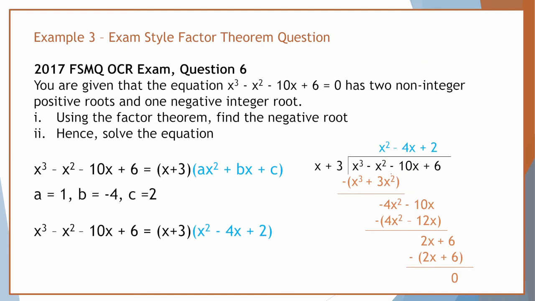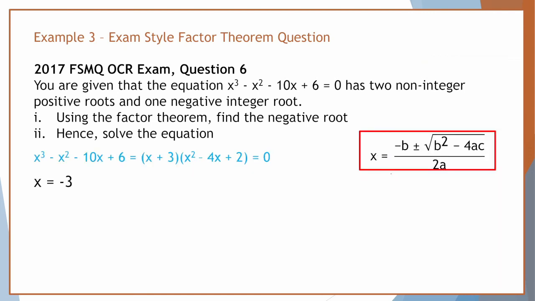Now we can go ahead and solve the function to find the real roots. We already know that one of the roots for the function is x equals minus 3, because we worked it out in part 1 of the question. To find the other roots, we need to factorize x squared minus 4x plus 2. I've gone through this whole factorization process in much more detail in the factor theorem video, so refer to there if you're not too sure about this.